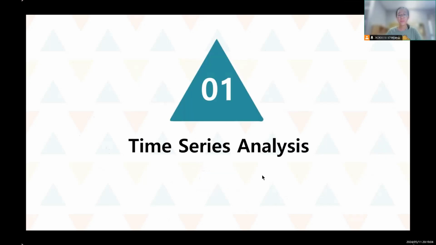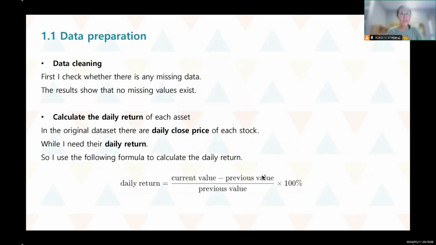The first part is time series analysis. First, I do the data cleaning. I check whether there is any missing data. The results show that no missing values exist. Then I calculate the daily return of each asset. In the original data set, there are daily close prices of each stock. I need their daily return, so I use the following formula to calculate it.